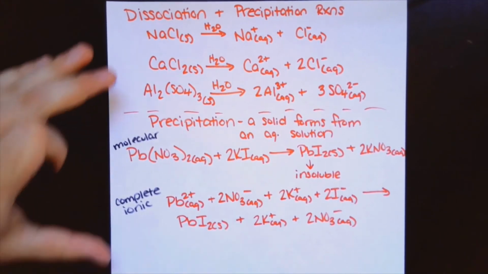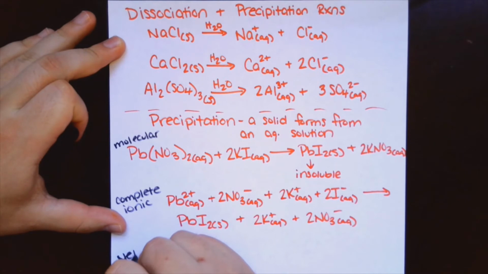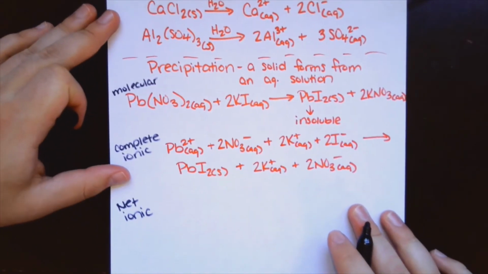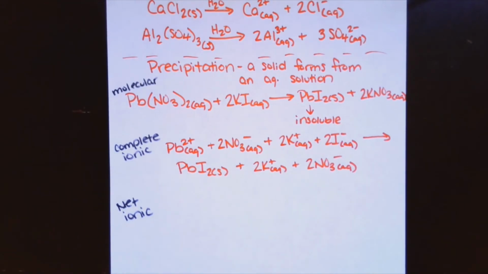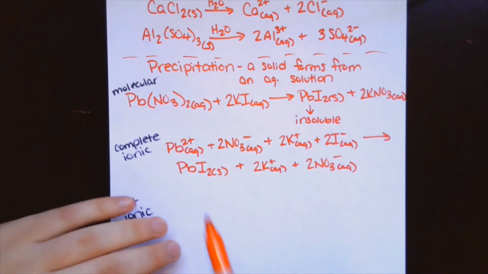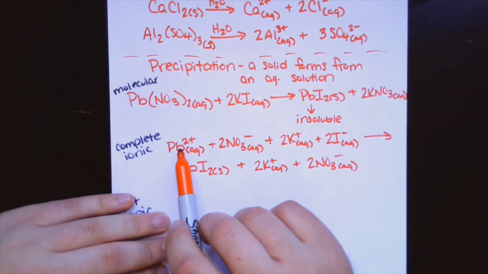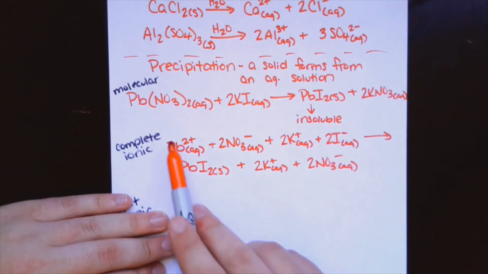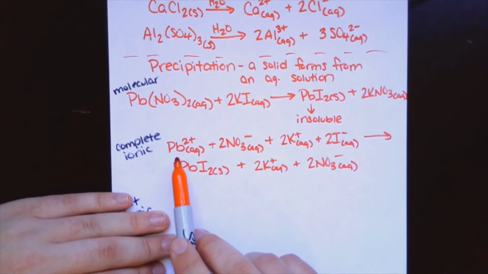Now the last step is to get the net ionic. For the net ionic equation, all you're going to do is take the complete ionic equation, and anything that exists in the exact same state of matter, the exact same state completely, on both sides of the reaction, both the reactant side and the product side, you're going to cancel them out. So for instance, we have lead 2+ here. But lead on the product side is as a solid molecule. That's not the same state, so we can't cancel those out.